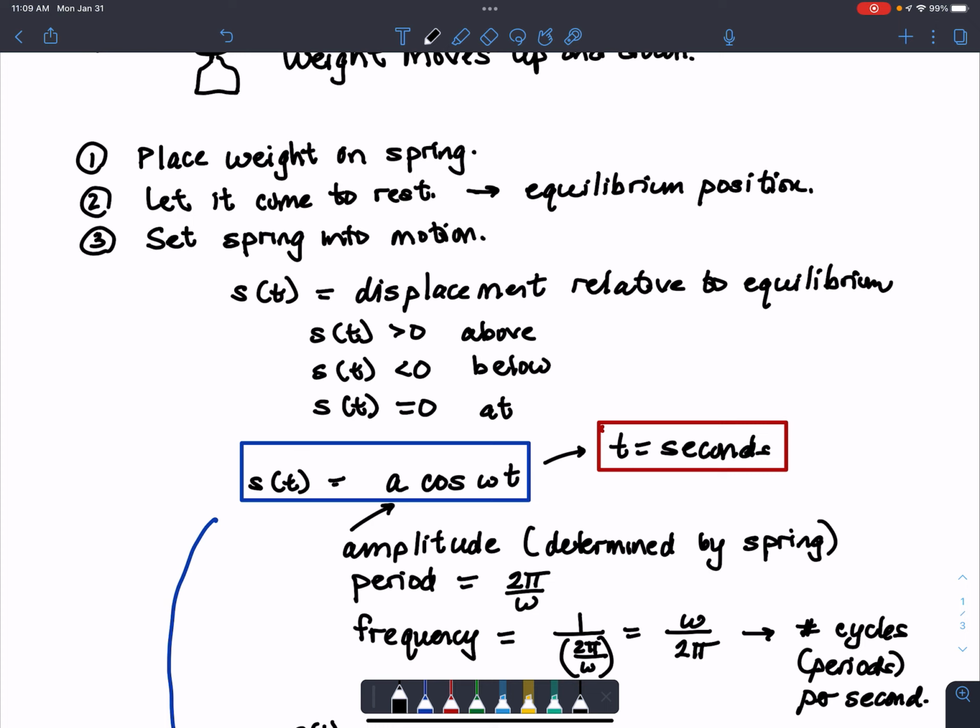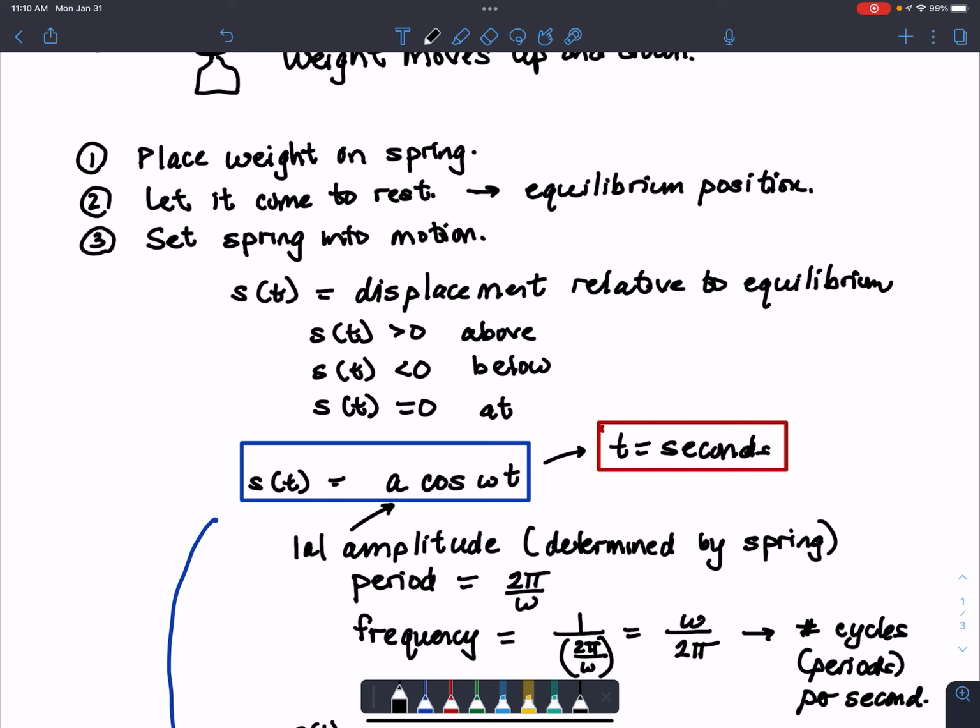So S of t is equal to A cosine omega t. t is going to be the number of seconds that have passed. A is the amplitude. Actually, if you really want to get technical, the absolute value of A is the amplitude, because we could talk about a negative A. And that's going to be determined by the weight on the spring. A heavy weight is not going to bounce back and forth too much. A very light one, kind of like a slinky, is going to bounce back and forth pretty freely, so it's probably going to go further up and down.